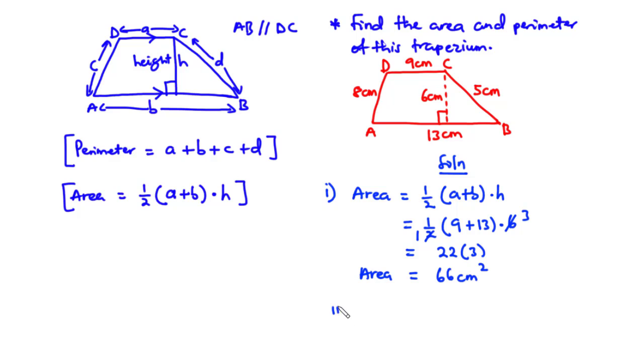Now let's talk about the perimeter. So the perimeter is given by A plus B plus C plus D. So we have A to be 9, plus B is 13. We have C to be 8, and then we have D to be 5. 9 plus 13 is 22. 22 plus 8 is 30. 30 plus 5 is 35. So we have the perimeter to be 35 centimeters.